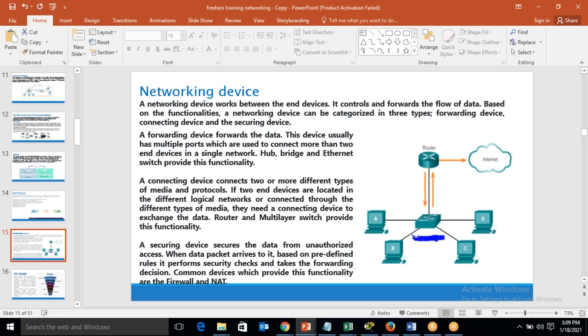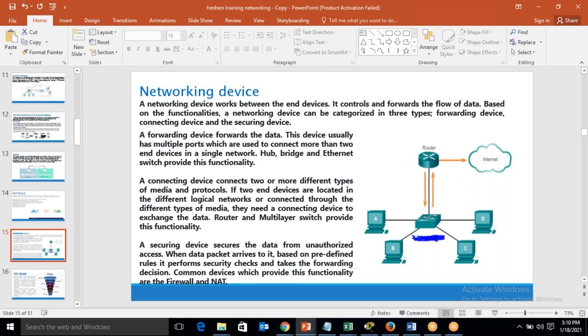The networking device can be categorized into three types, that is forwarding device, connecting device, and the securing device. Let us see what are those things one by one. A forwarding device forwards the data. This device usually has multiple ports which are used to connect more than two end devices in a single network. Hub, bridge, and Ethernet switch provide this functionality. From now on, whenever we use the term forwarding device, you should always think of the switch.